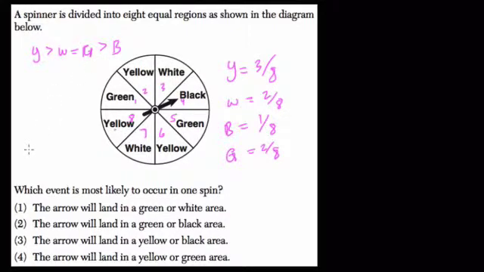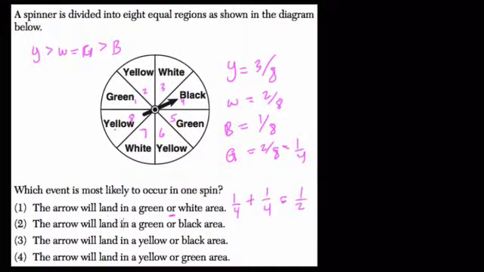Okay. Which event is most likely to occur in one spin? The arrow will end in a green or a white area. Well, green is 2/8 or 1/4. So you have a 1/4 chance of getting there. Or, keyword here, plus, right? So it can't land in green and another color, right? It's got to land in green in one trial, or white could happen. So white is 2 out of 8 as well. It's 1/4 and 1/4 or 1/2.